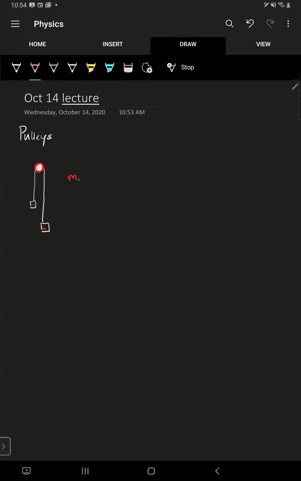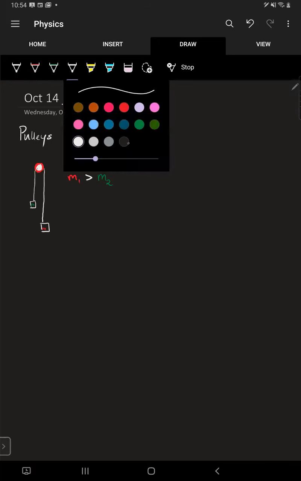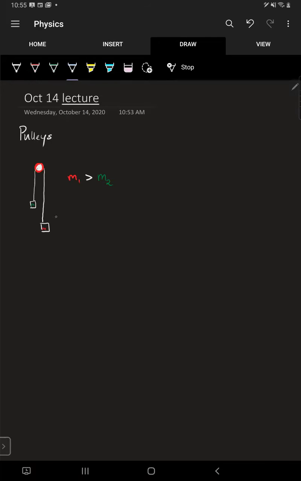If M1 is greater than M2, the green, then the acceleration of the pulley, the entire system, will be downwards to the right. And you can see that, so essentially, the green block will go up and the red block will go down. So here it's important to know what movement is.